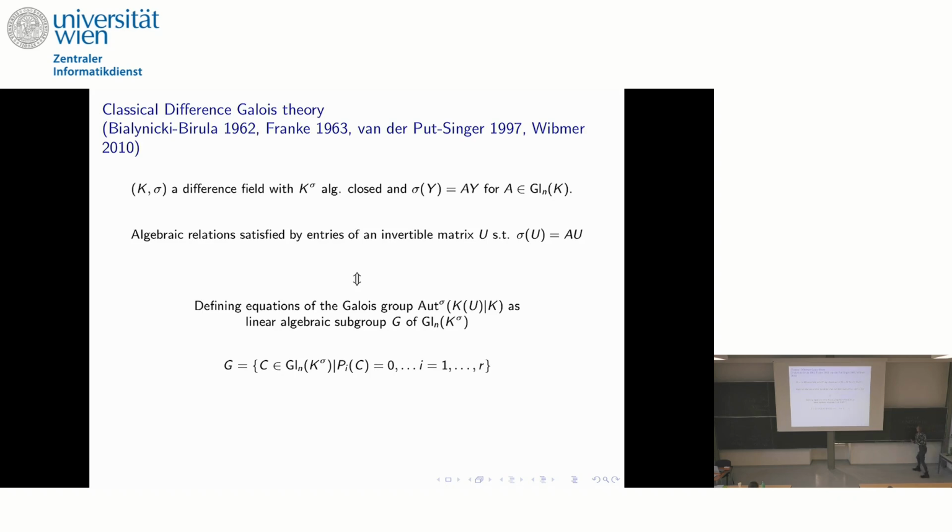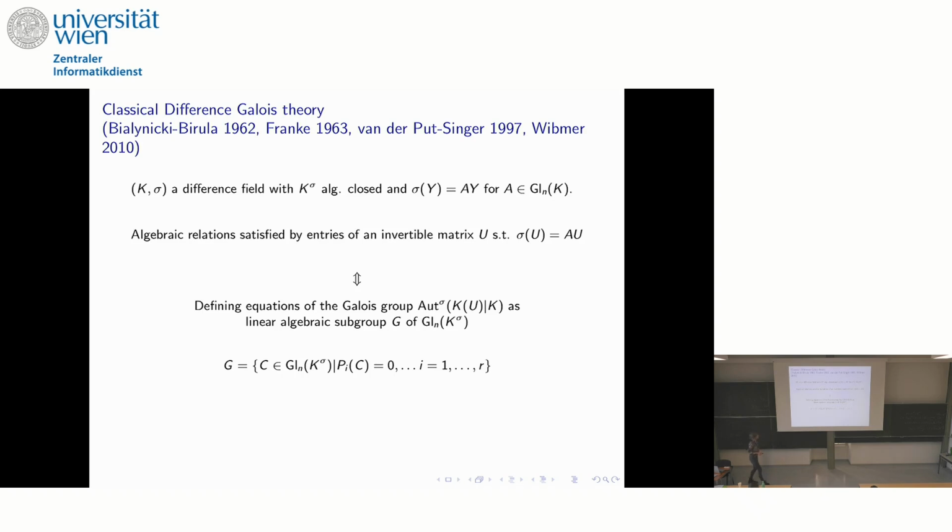Okay, so this gives me a representation of my abstract Galois group. Okay. And it's a linear algebraic group. It means that you can see its image in GLN as a set of matrices which satisfy certain polynomial relations.